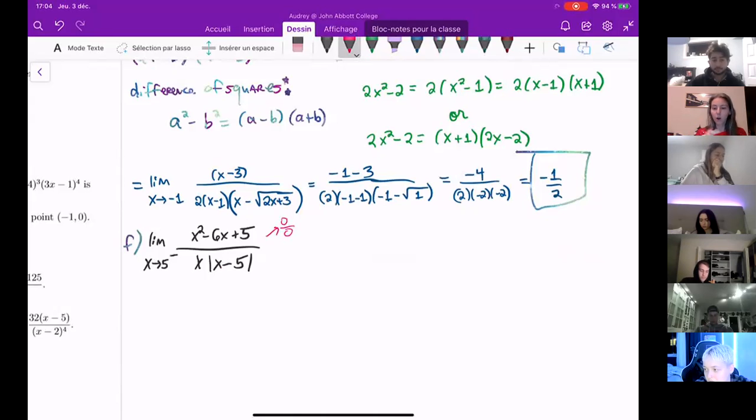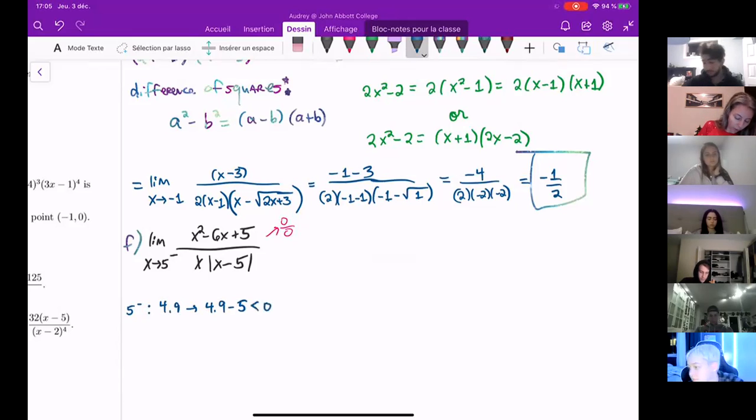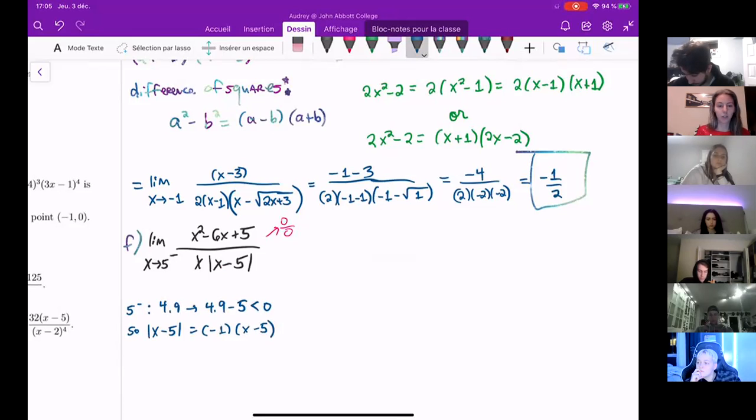So I'm trying to figure out what the absolute value does. So here I have 5 from the left. What's a good number on the left side of 5? 4, but really close to 5. 4.9. There we go, 4.9. So then I have 4.9 minus 5. Is that positive or negative? Negative. That's less than 0. So the absolute value of x minus 5, we're going to multiply it by -1. You got it. Good job.